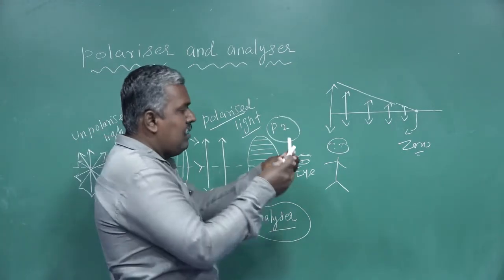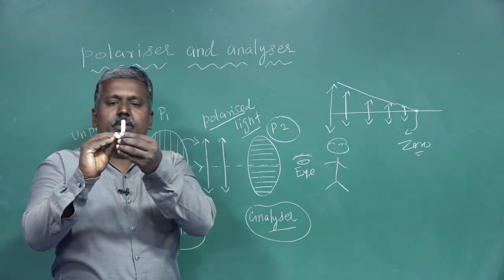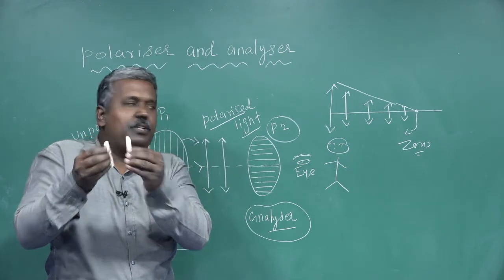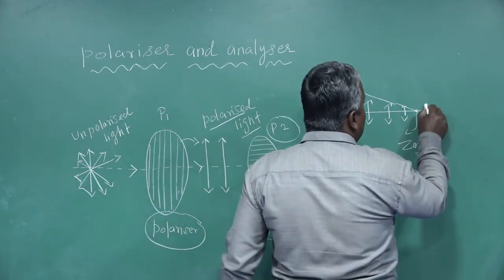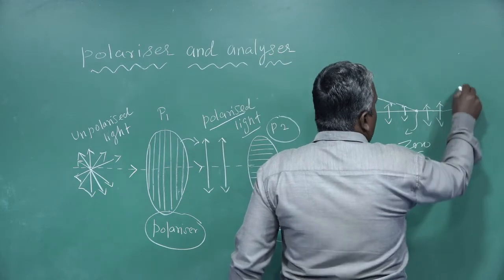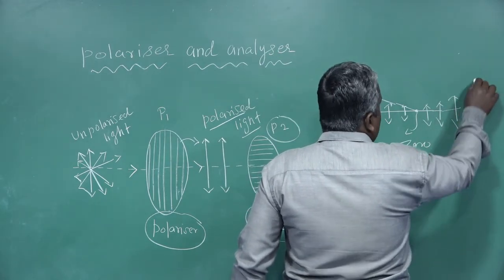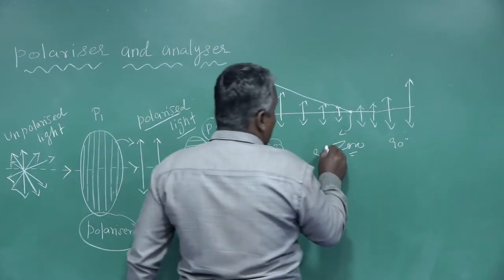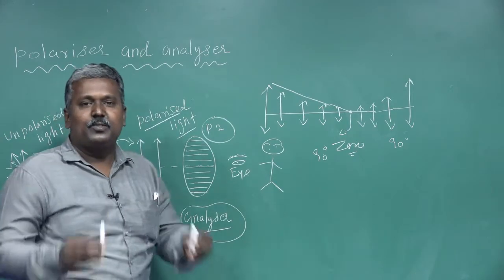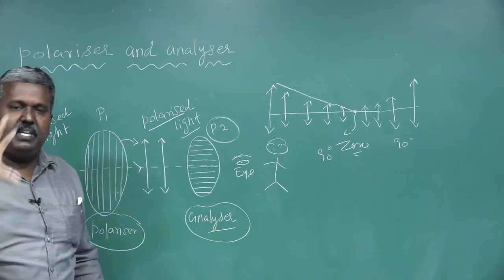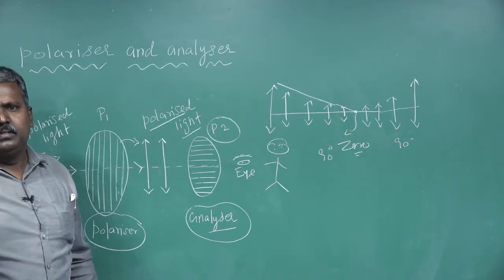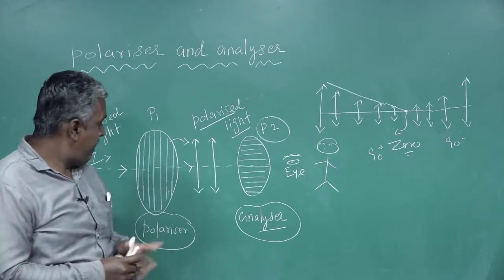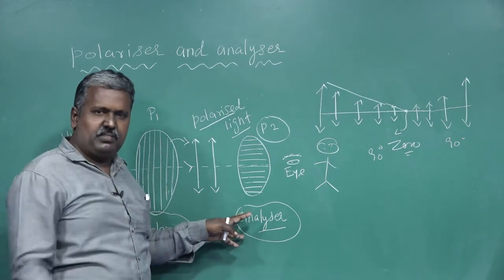Then first the crossed position, intensity 0. Then again rotate P2 gradually like this, and the intensity starts increasing. Again another 90 degrees, so totally 180 degrees, and at 180 degrees the intensity will be maximum. It goes on like this. So now we can understand polarizer and analyzer. Very simple.